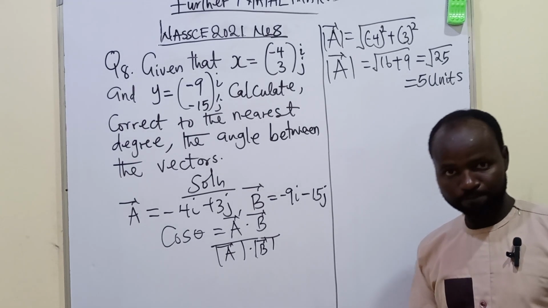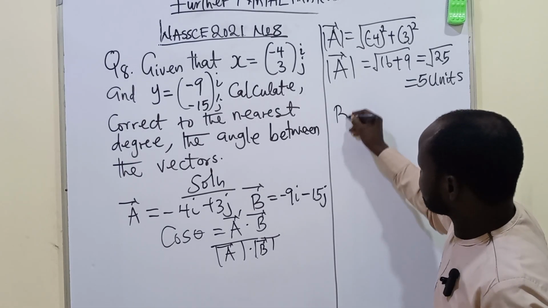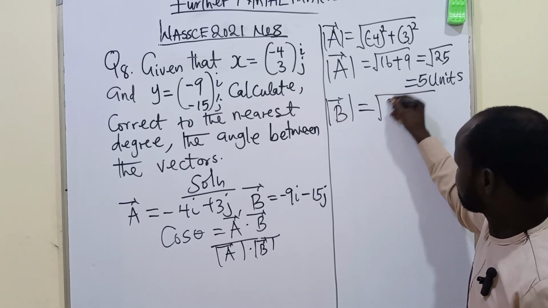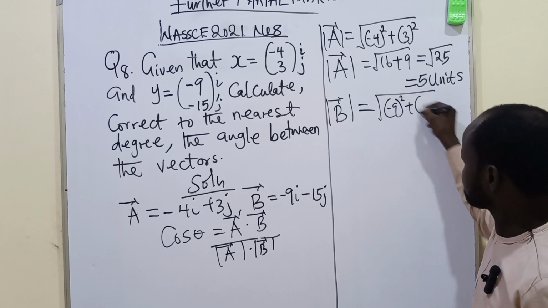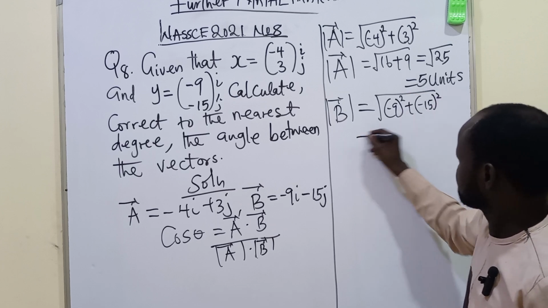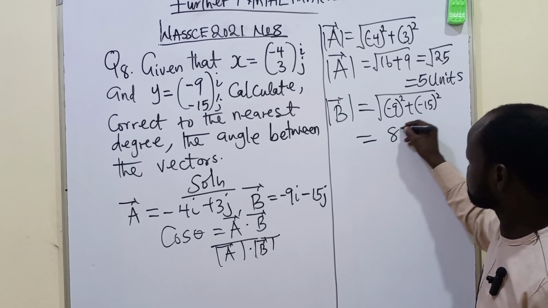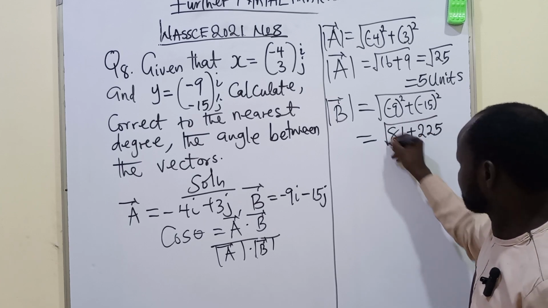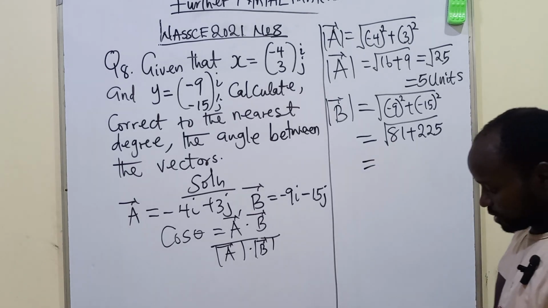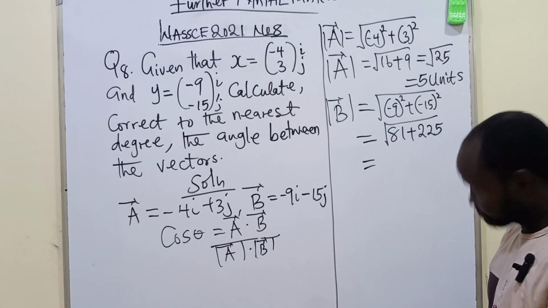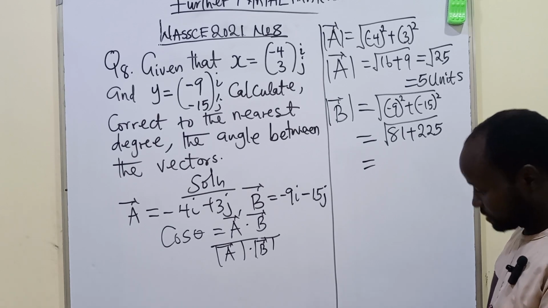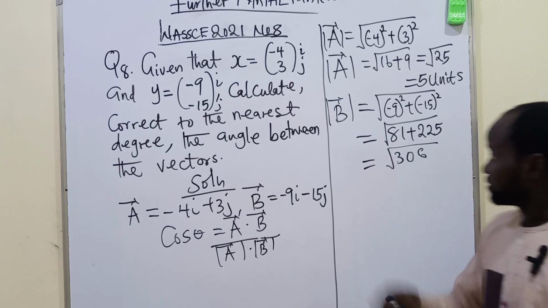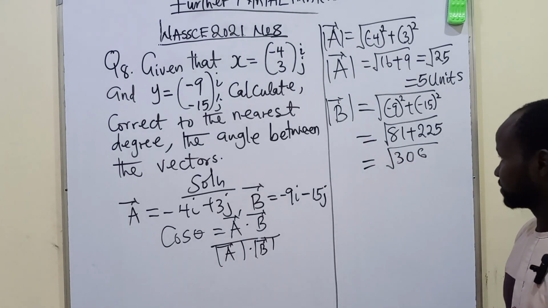Let's do the same to vector B. The magnitude of vector B, this is the sign for magnitude, will be equal to the square root of (-9) squared plus (-15) squared. This will be 81 plus 225, all in square roots. Let's add 81 plus 225. That will be the square root of 306. I hope we are together. So the magnitude of vector B is root 306.